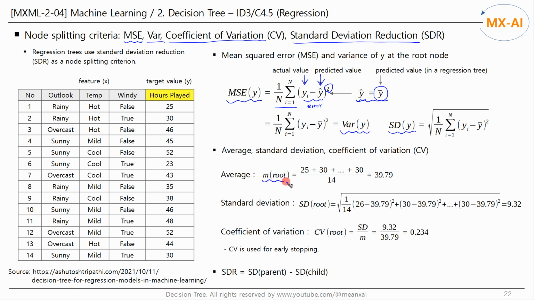Next, let's compute the mean of the target values y at the root node before splitting this dataset. The mean of the target y values is 39.79. This is the initial prediction from the model. If we calculate the standard deviation of the target y values at the root node, we get 9.32.